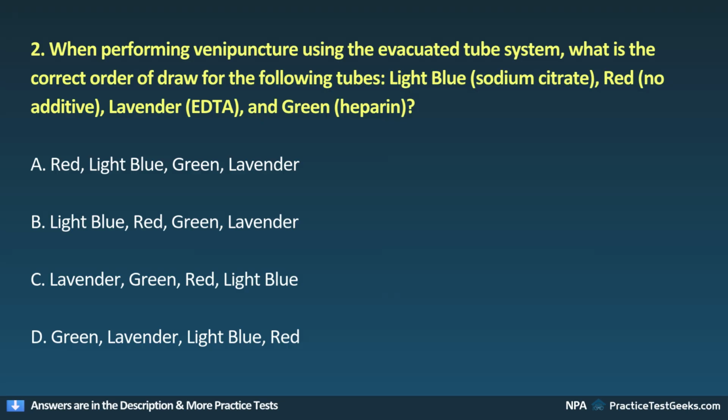2. When performing venipuncture using the evacuated tube system, what is the correct order of draw for the following tubes? Light blue, sodium citrate; red, no additive; lavender; and green, heparin. A. Red, light blue, green, lavender. B. Light blue, red, green, lavender. C. Lavender, green, red, light blue. D. Green, lavender, light blue, red.